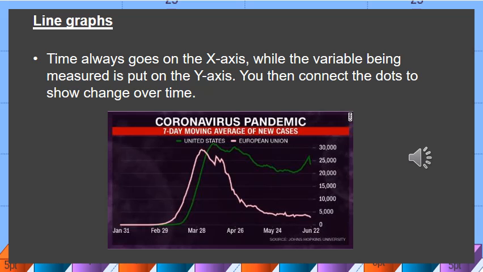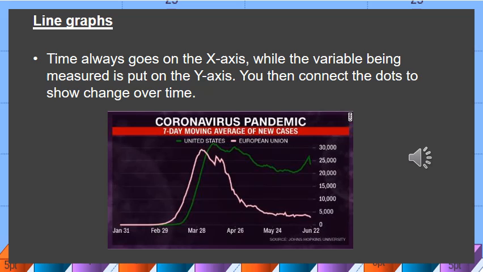For example, in this line graph here, you see the progression of the coronavirus infections for the last 6 months, from January to June. And you see two lines, the green one representing United States and the white one representing Europe. So you can compare these two variables very quickly, how they have changed over time if you look at this line graph.